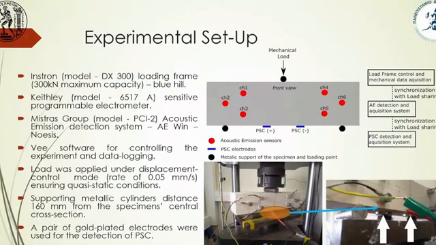Here we can see our experimental setup. We had concurrent measurements of acoustic emissions and electric currents. We used 6 acoustic emission sensors, and at the bottom of the specimen, we used 2 gold-plated electrodes in order to measure the electric current emitted during the crack propagation. And we synchronized both measurements through the imposed mechanical loading.